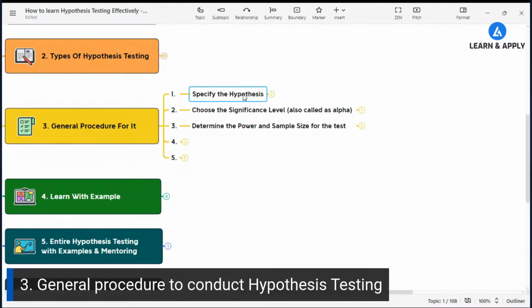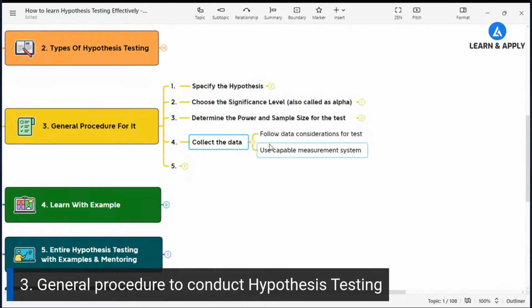Just understand the steps. Specify the hypothesis, select the significance level, by default it is 0.05, determine the power and sample size. In the fourth step, once we complete these three steps, we collect the data. When you collect the data, please take the precaution that the measurement system you use to collect it is capable, and we need to consider data requirements. What are those data requirements? I will also explain in detail with one of the examples.